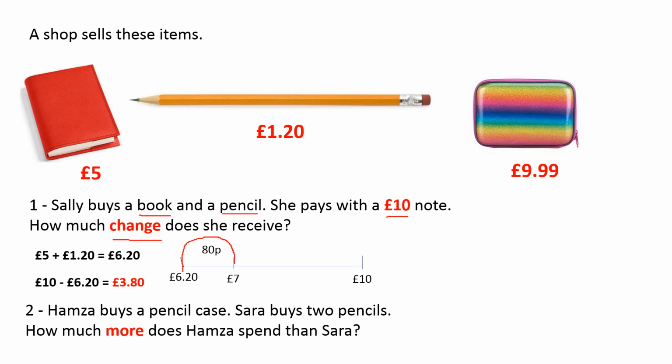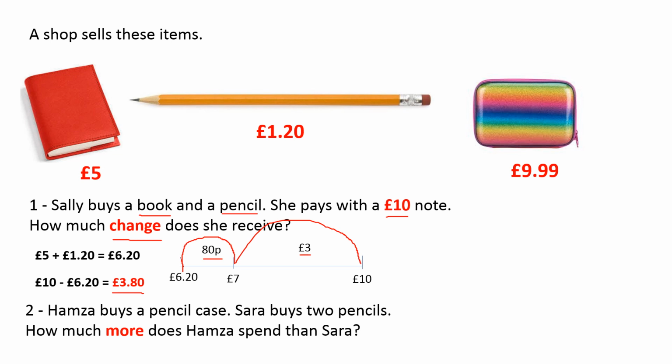Now between £7 and £10, how much money is there? £3. 7, if you're counting up, 8, 9, and 10. There's £3. Another jump. That's quite a big jump over there. It's fine. So what do we do now with these two amounts? We add it. So £3 plus 80 pence is £3.80. So we get the same answer. So there's different methods you can use to work this question out, however you feel comfortable.